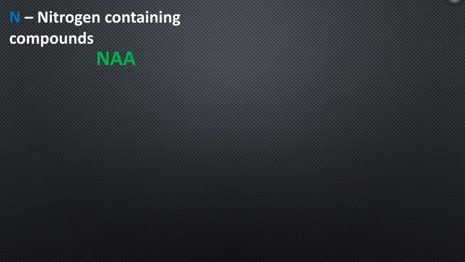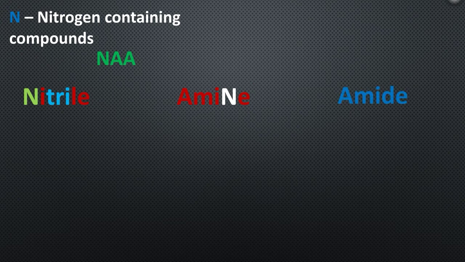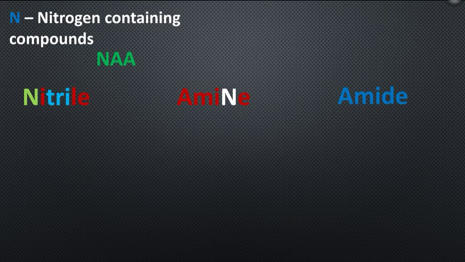Now the next category, that is the nitrogen containing compounds. I also have a mnemonic over here, that is NAA. N for nitrile, A for amine, and the last A for amide. So these compounds, that is these organic compounds, obviously contain nitrogen. Now for nitrile.